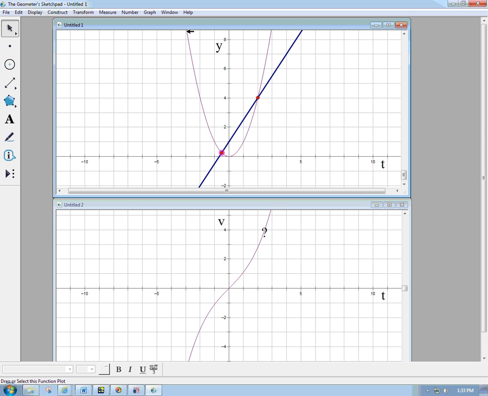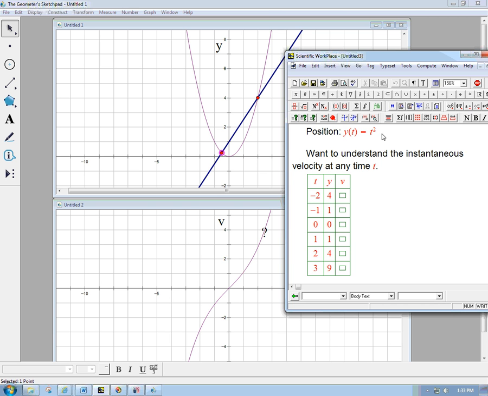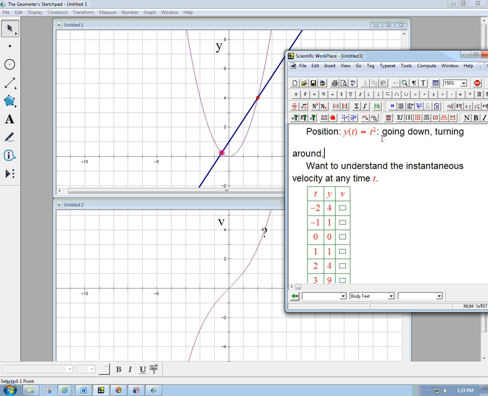So let's think about what this motion looks like. Let's think of y as height, for example. This is something that's coming down, bouncing, and then going back up. Coming down to a minimum at 0, and then going back up. So there's downward motion, then there's a moment when it's turning around, which is going to be very interesting to us, and then going back up. Okay, so let me put that in our little notes. So a verbal description of this is going down, turning around, and then going back up.